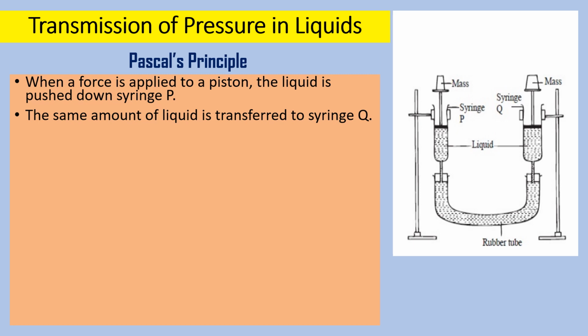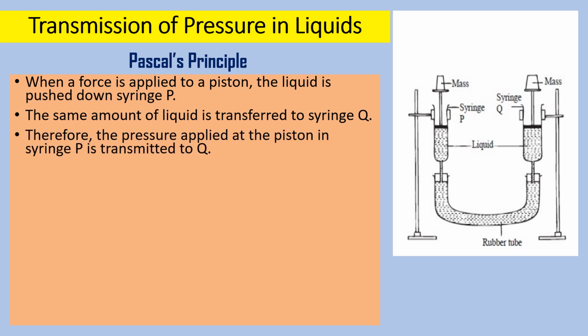So basically, we know that getting to such an ideal state is not very accurately possible, and we are acknowledging that the liquid may be compressible, but to a very minimal value, which may not be considered, or may be ignored. So it's a submission that the liquid may be compressible, but in an ideal state we expect the same amount of liquid to be transferred to syringe Q.